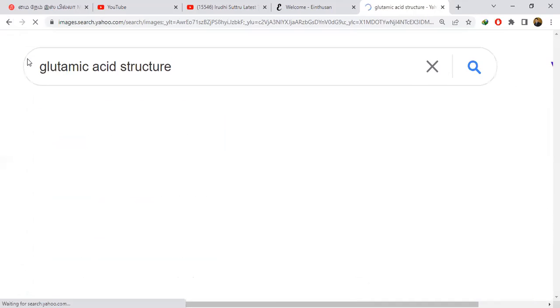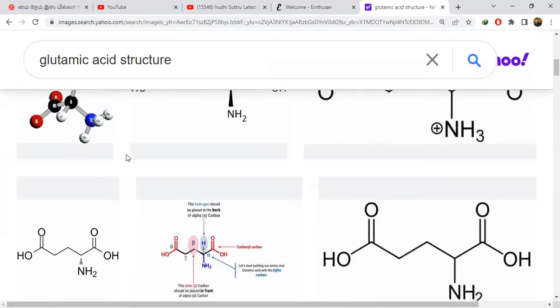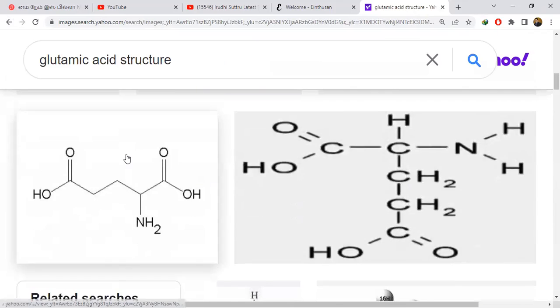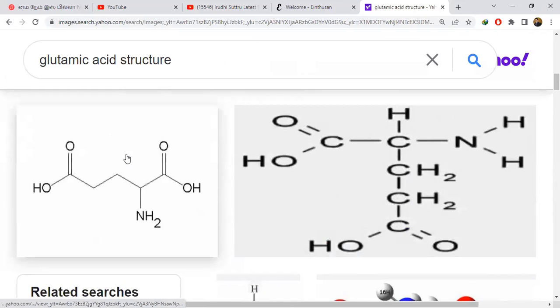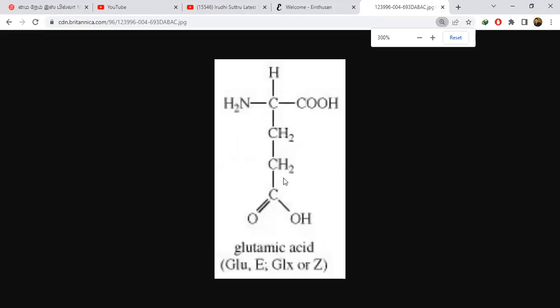Their names are not in the syllabus. Just for an idea, I am showing you one by one. You don't need to memorize their structure. Clear? Right. What is this molecule? Read the name of the molecule.